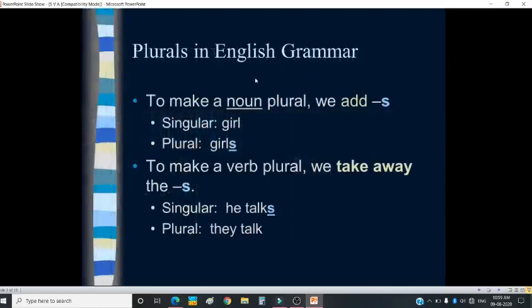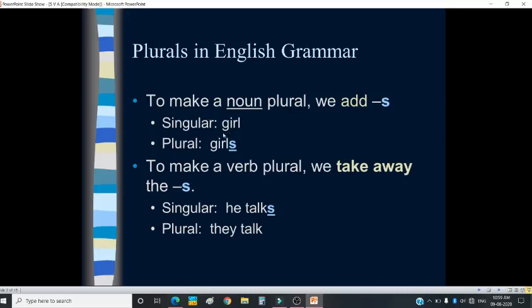Here you see plurals in English grammar. What is plural? What is singular? Plural means more than one. Singular means the single one. Here you see, to make a noun plural, we add s. This is a basic form. Everyone knows this one because it's very simple.